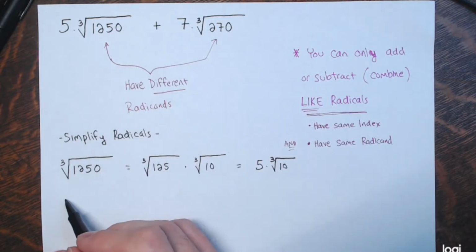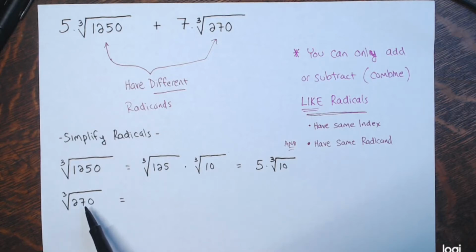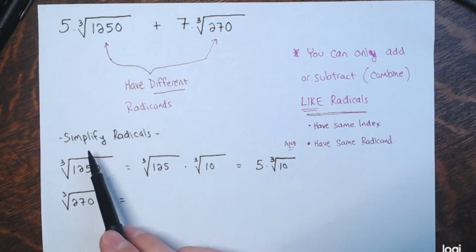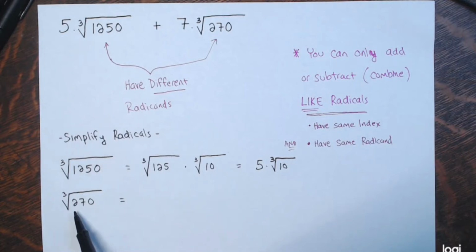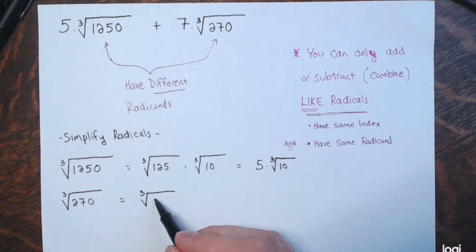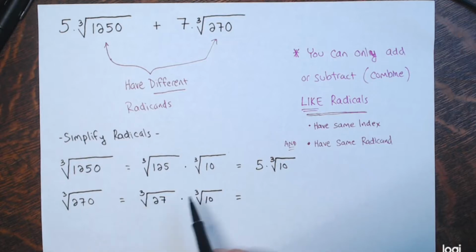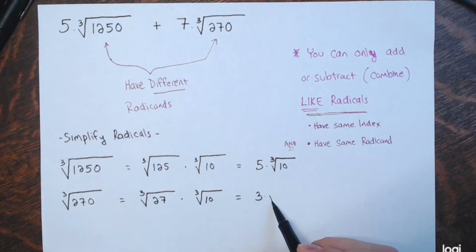And then similarly for the cube root of 270. Now once again, you can factor this completely, right? Go back to my videos on simplifying radicals. But I'm seeing right away that a factor of 270 that's a perfect cube is 27. 27 is 3 cubed. So once again, using the product property, I'm going to break this up to the cube root of 27 times the cube root of 10. And the cube root of 27 is 3.